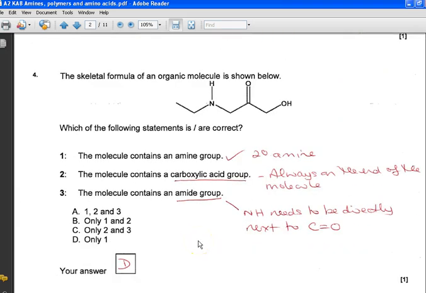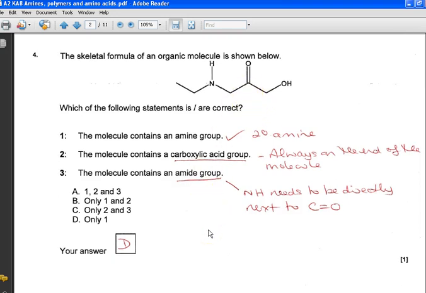Given a skeletal formula, you're asked which statements are or is correct. So you should recognise really straight away that there is definitely an amine group there, so you know number 1 applies. There is no carboxylic acid because that C double bond O is not here, which is where it would be if it was on the end of the molecule, if it was an acid. And the amide, the C double bond O, has to be next to the nitrogen, so the nitrogen would have to be here next to the C double bond O. So D, only 1, okay.